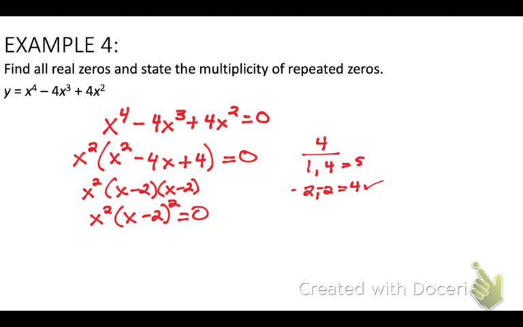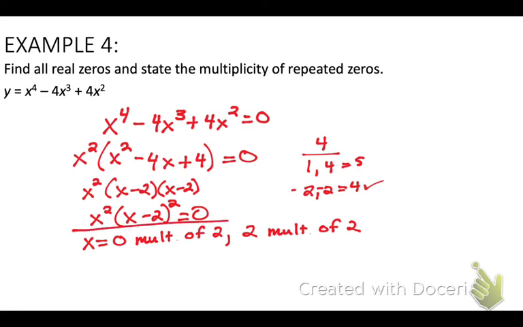Condense it. So my solutions are x equals 0. That has a multiplicity of 2. And positive 2, which also has a multiplicity of 2. Again, your solutions should total up the highest degree, even if some of them incorporate imaginary solutions, non-real.